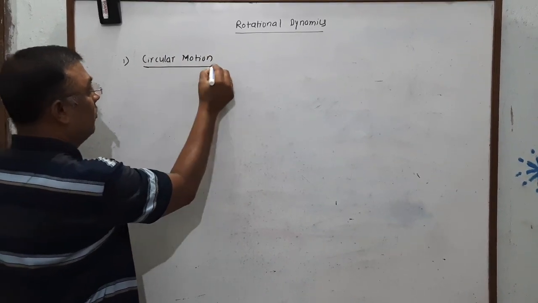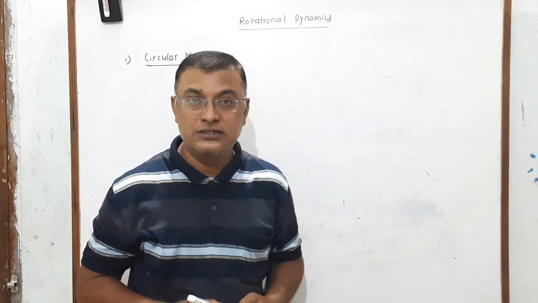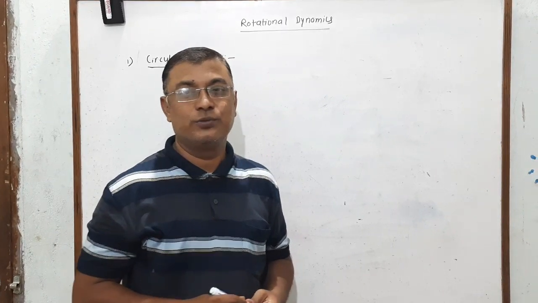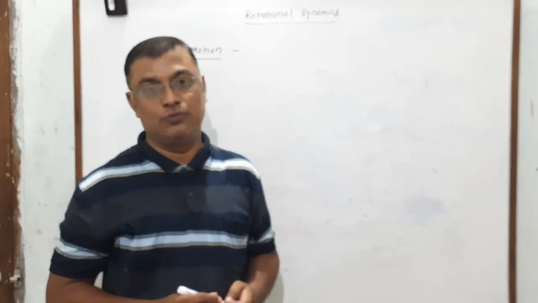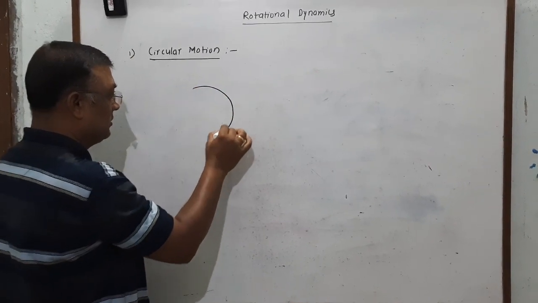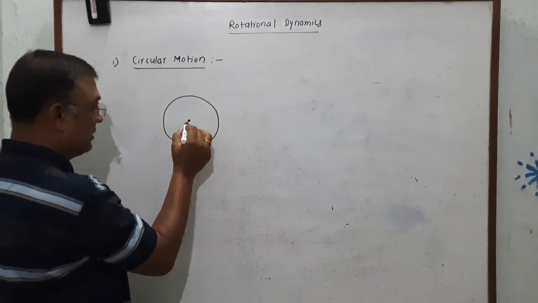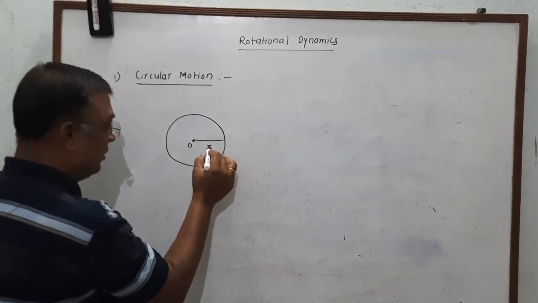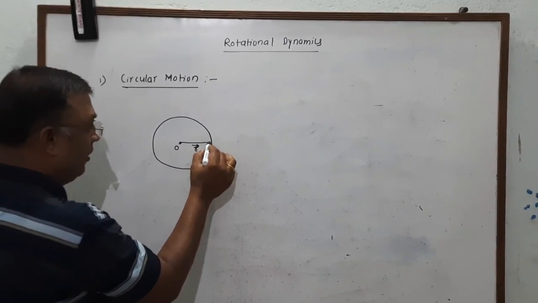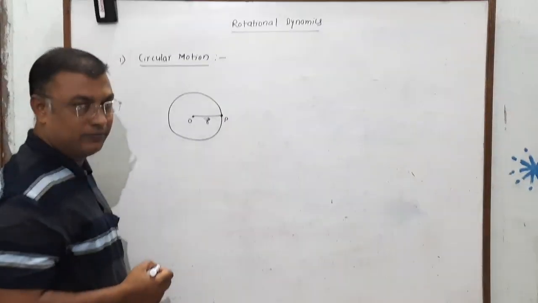What is circular motion? The motion of a particle along the circumference of a circle is called circular motion. Suppose I am going to draw a circle. O is the center and here R is the radius vector. Suppose the particle lies at the point, say P, here.